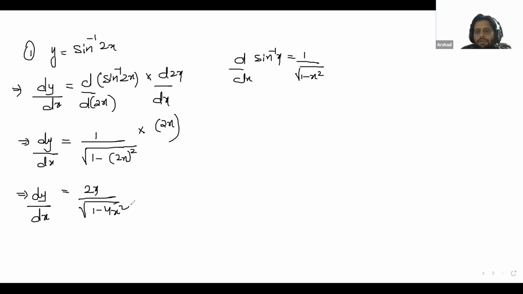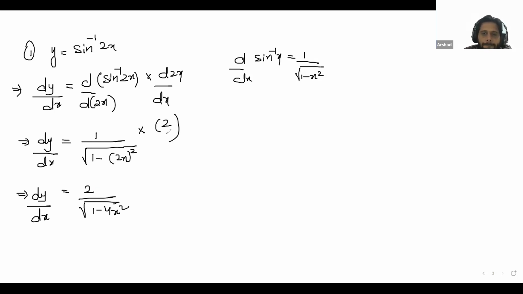Is this clear for Rifat and Abdul? Yes, sir. Sir, differentiation of 2x is 2, right? Yes, that's correct. Sorry, I missed it. Differentiation of 2x is 2. You are correct.